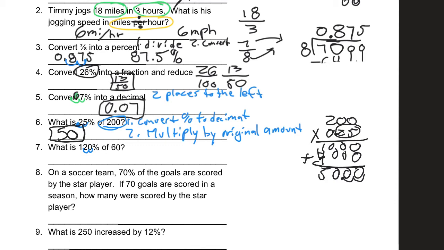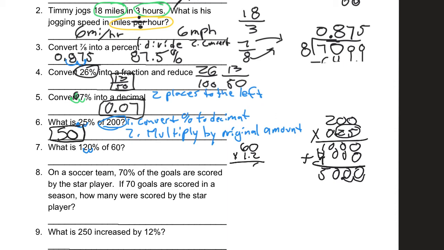Then part 2, I multiply by the original amount. So let's just put it right over here. That's 60 times 1.2. Now remember, I'm always lining up the right-hand side when I'm multiplying. If I'm adding, I line up the decimals, but when I'm multiplying, I just line up the right-hand side.